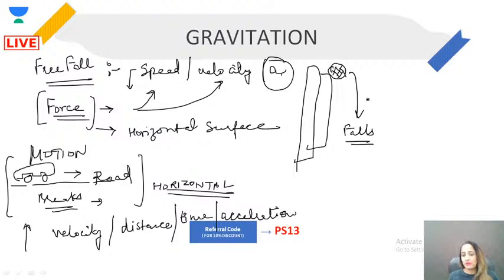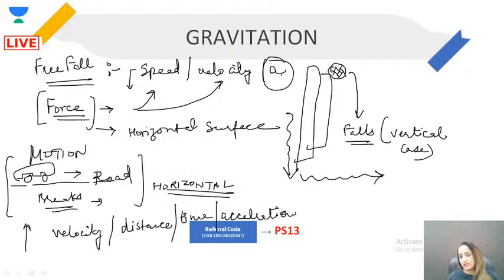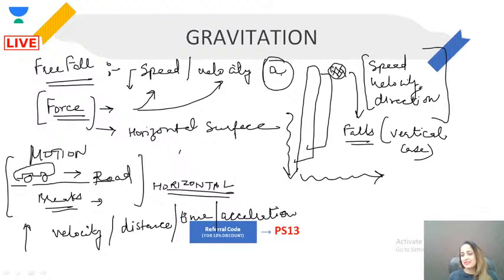Now, what about if something falls? Something falls means in a vertical case. Like we are not moving like this, we are moving like this now. Will there be a change in the speed, or let's say velocity? Will there be a change in the direction of motion, right? If the answer to this is yes, that means there is some kind of force working on that object also, and that is that natural force that is working.